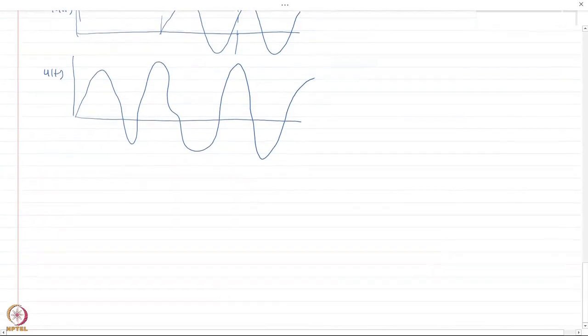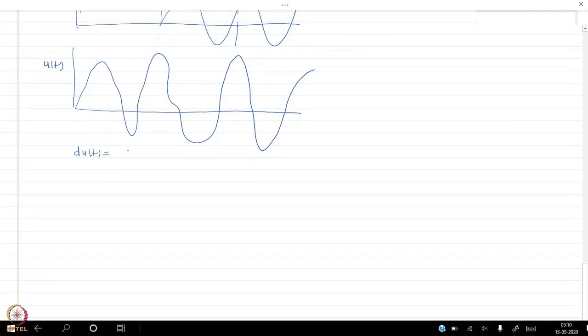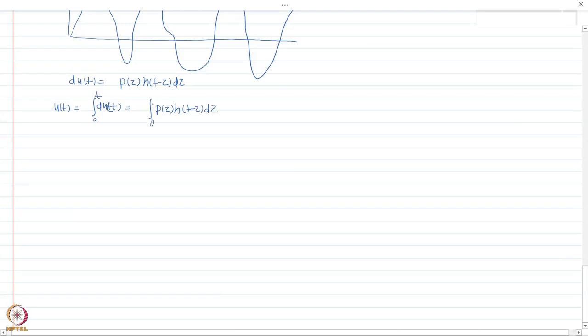Okay, so as I said, I need to sum up the response due to all the impulses. The function that I have basically was this: p(tau), and then I had h(t minus tau) d tau. I want to integrate this. If I want to find the u at any time t, I want to integrate du(t) from time 0 to time t. So p(tau) h(t minus tau) d tau, and this goes from 0 to t.